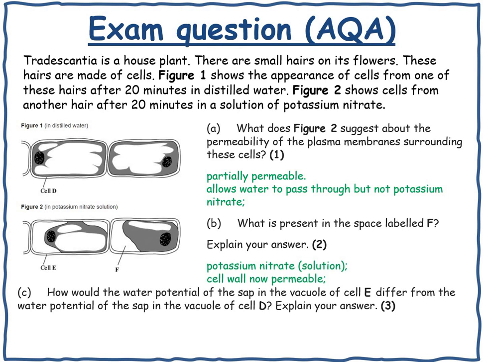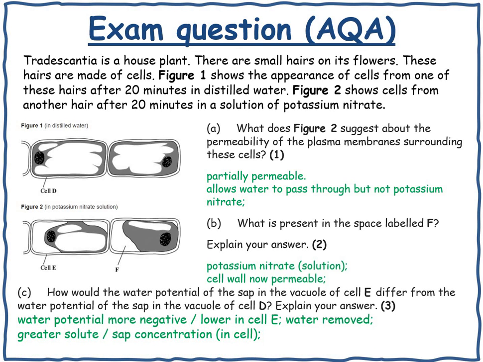How would the water potential of the sap in the vacuole of cell E differ from the water potential of the sap in the vacuole of cell D? Explain your answer. So the water potential is more negative or lower in E, therefore water is removed. There's greater solute or sap concentration in that cell.